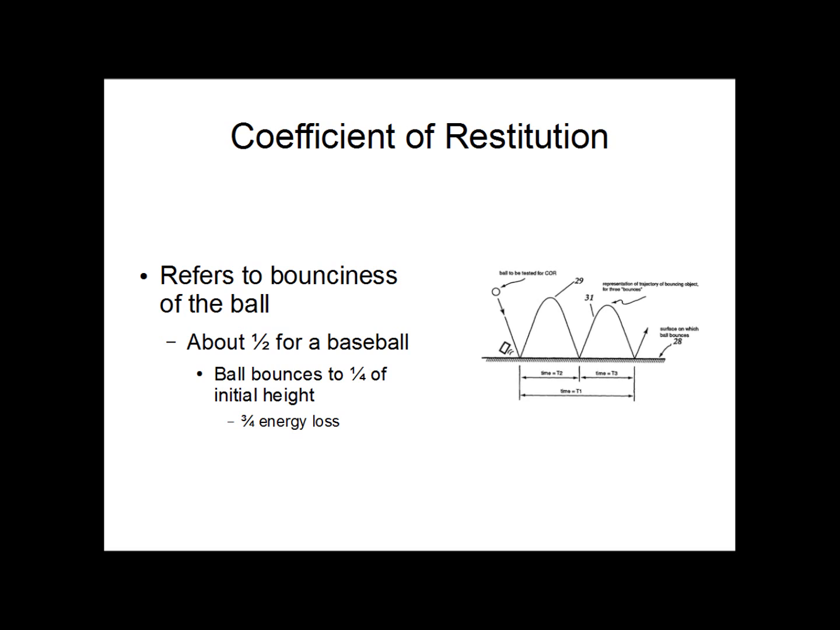Another concept he brought up was the coefficient of restitution. It refers to the bounciness of the ball. When the ball is dropped from a certain height, it'll usually bounce up to about 1/4 of its initial height, which leads to about half or 3/4 of an energy loss. This is quite important because if the ball was too bouncy, it would bounce off the bat, it would be way too dangerous, and it would cause a lot of injuries. But if it wasn't bouncy enough, it obviously wouldn't go very far, and the game would probably get very boring and quite frustrating to play.